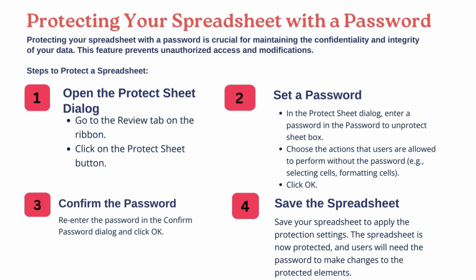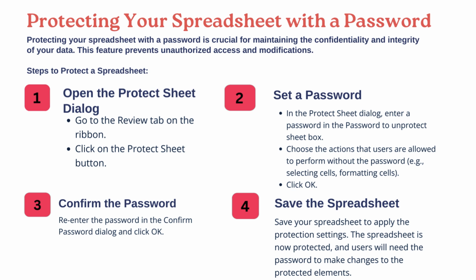Protecting your spreadsheet with a password is crucial for maintaining the confidentiality and integrity of your data. This feature prevents unauthorized access and modifications. Steps to protect the spreadsheet: open the Protect Sheet dialog. Go to the Review tab on the ribbon. Click on the Protect Sheet button.